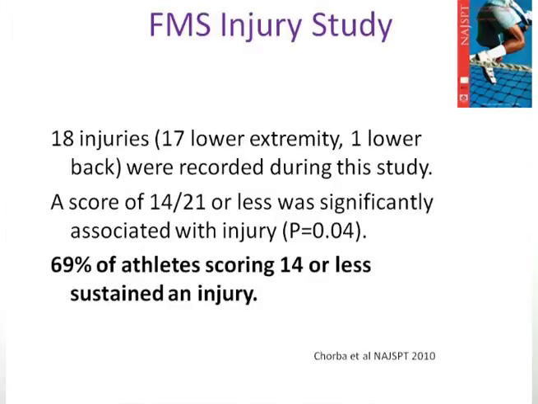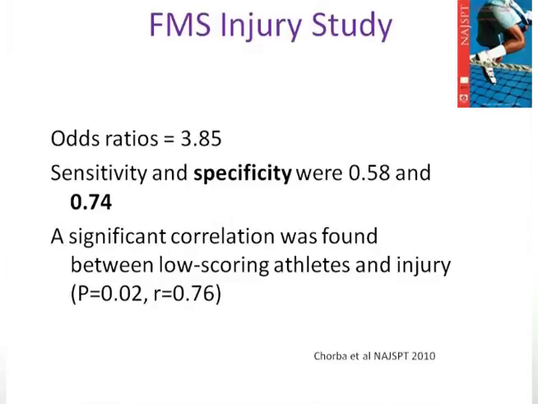There were 18 total injuries during the study. Scoring 14 or less on the screen was significantly associated with injuries, and 70% of those that scored below the cut score were injured. So again, speaking to the FMS, getting below the cut score on the FMS is predictive of injury. The odds ratio for this study was 3.8. That tells us about a 3, almost a 4-fold increase in injury risk.